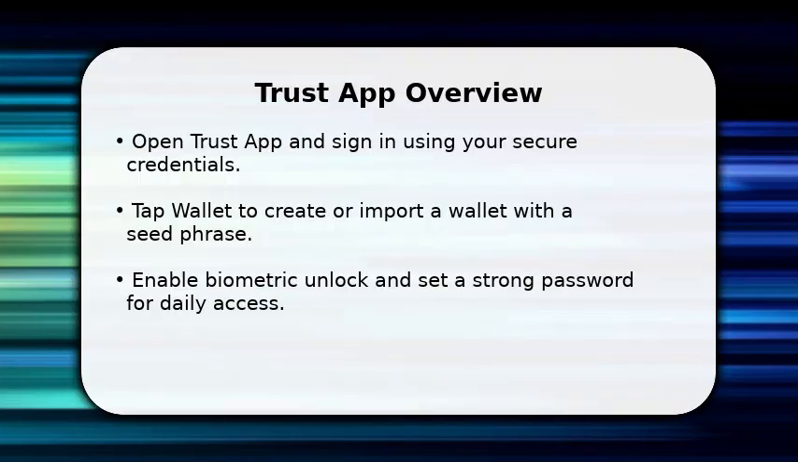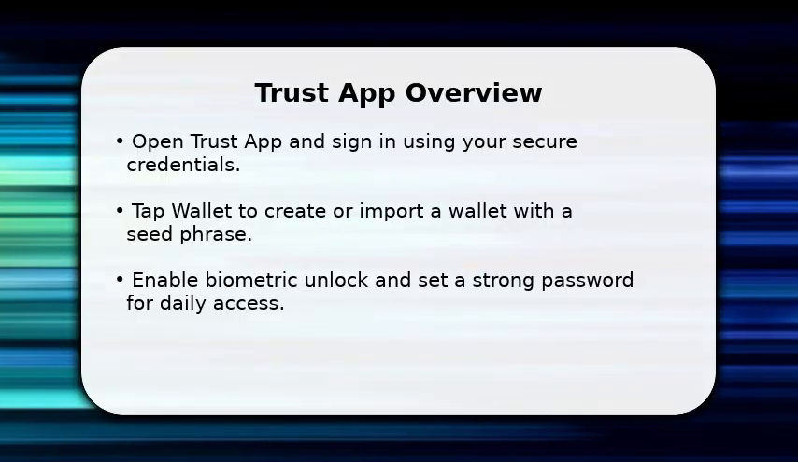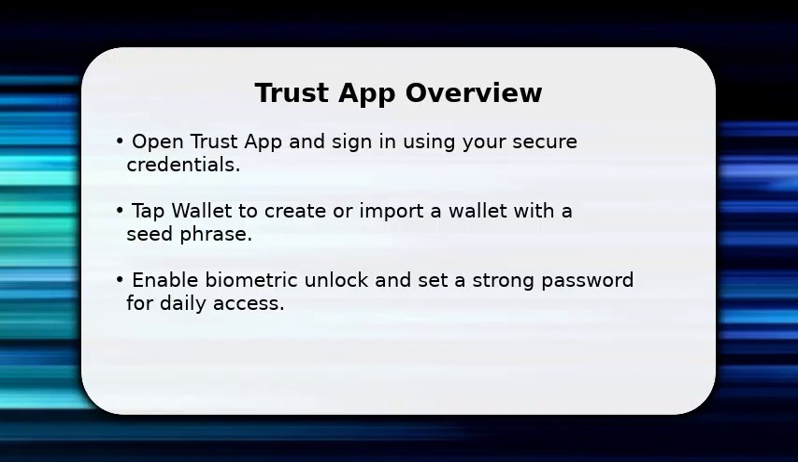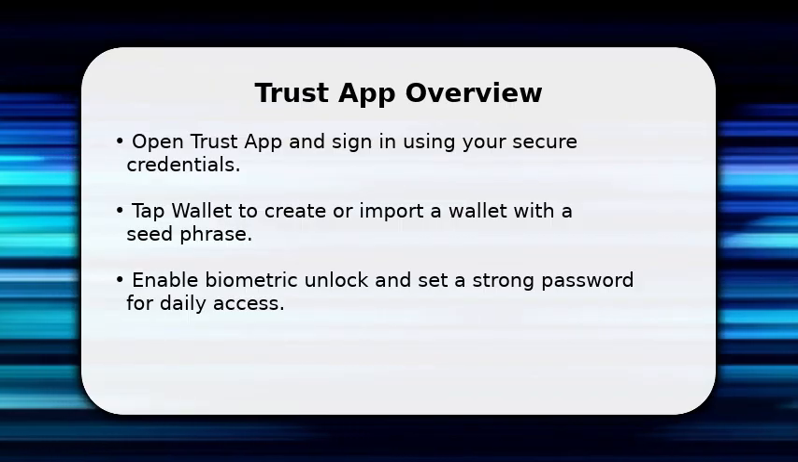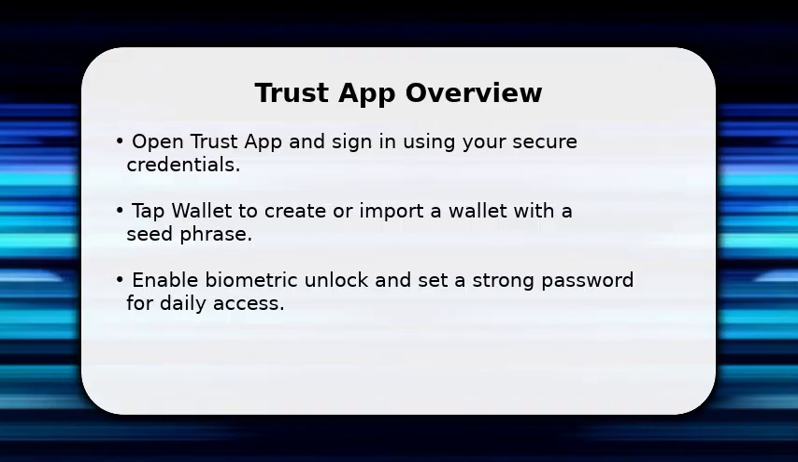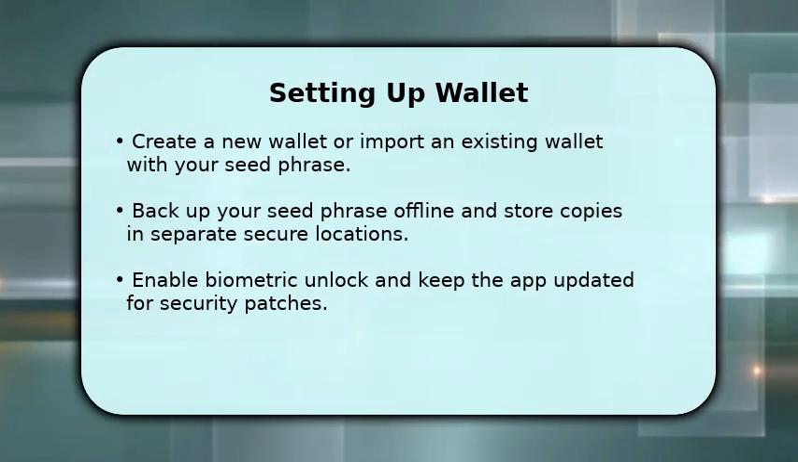In this video, I will explain how to use Trust App Full Guide. Open the app, sign in, and go straight to Wallet to create or import a wallet now. Choose Create New Wallet or Import Wallet with your seed phrase, then set a strong password and enable biometrics for easy daily access. Back up your seed phrase offline in 2 secure places and avoid storing it in photos or cloud backups. Getting started is simple and secure.